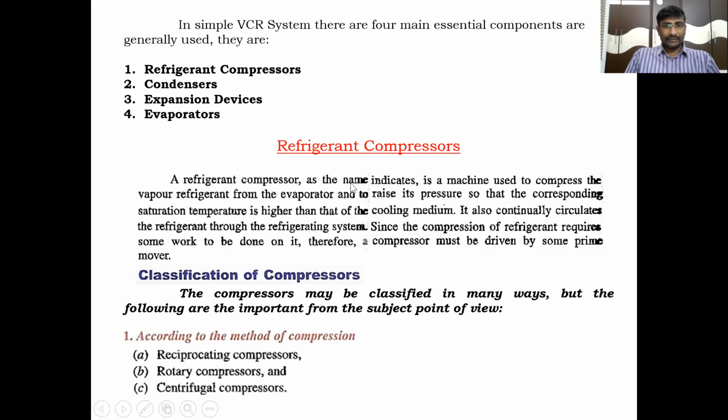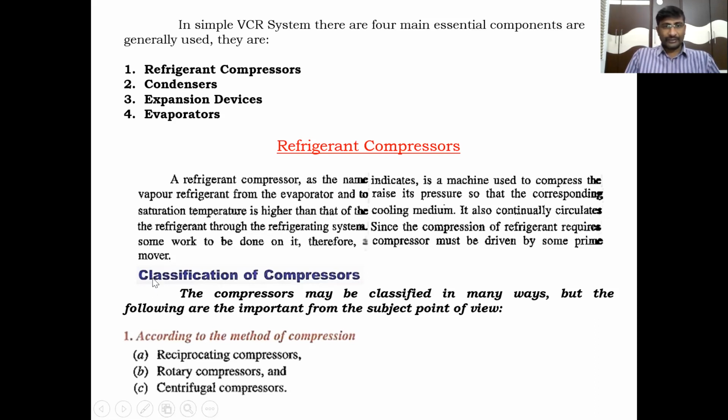So a refrigerant compressor, as the name indicates, is a machine used to compress the vapor refrigerant from the evaporator and raise its pressure so that the corresponding condensing saturation temperature is higher than that of the cooling medium. So the compressor is used to compress the refrigerant to a temperature above the cooling medium temperature. It also continually circulates the refrigerant. The compressor is also meant for the circulation of flow in the system.